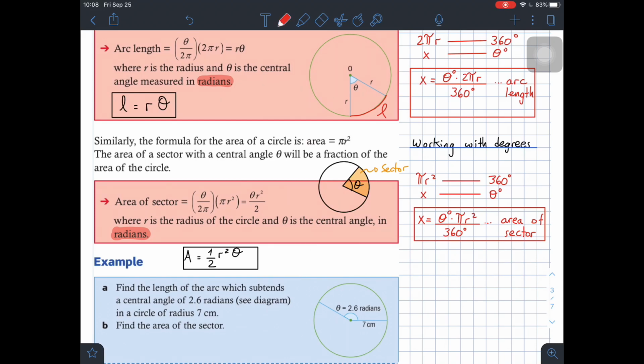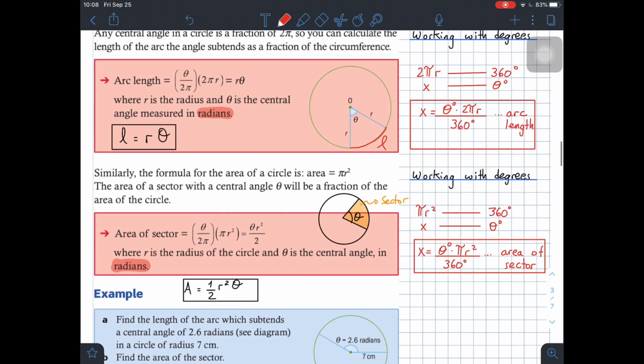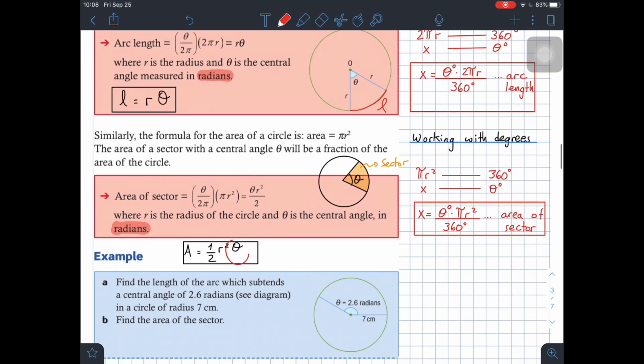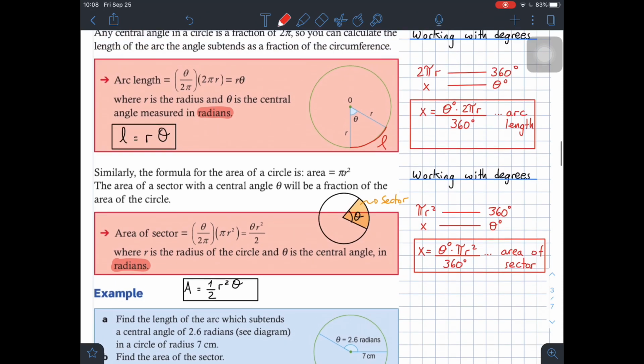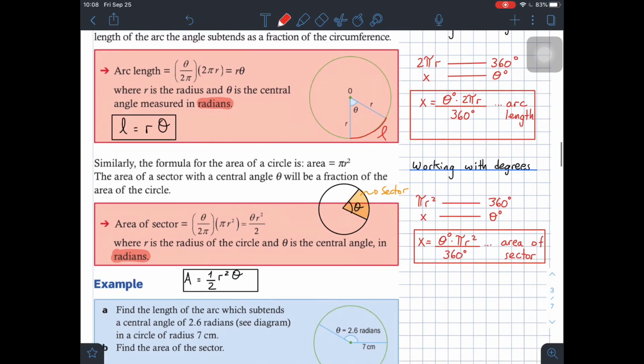Okay. So same caveat as for arc length. If you're going to use this formula, r is the radius of the circle and theta is the central angle in radians. If you're going to use this formula, you must work with the angle in radians. If you don't work with radians, you'll get a wrong result. Now, if you want to work with degrees, this is the way you should work. Same thing as arc length, basically.